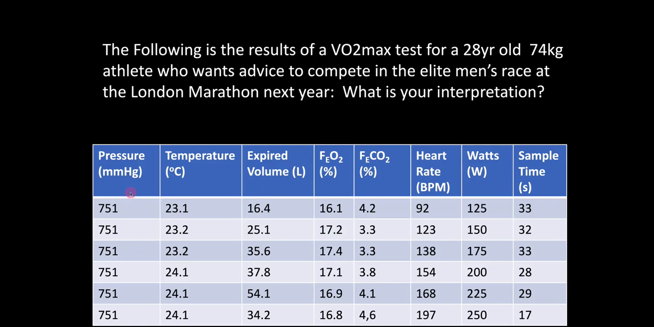So, a series of Douglas bag measurements across different exercise intensities, and we have to assume that this last one is VO2 max. So, what's our interpretation? Before we move on, this is a VO2 max test from a 28-year-old, 74 kilo athlete, and he wants advice because he wants to compete in the elite men's race in London Marathon next year. Now, to get into the elite race, you need a marathon time, I think it's sub 2.5 hours, to be considered eligible for the men's elite.